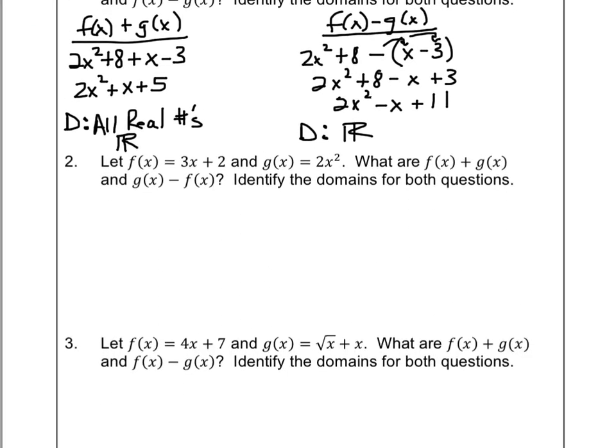Okay, let's take a look at number 2. F of x is 3x plus 2. G of x is 2x squared. So we want to find f of x plus g of x. So I take f of x is 3x plus 2 plus g of x is 2x squared. Are there any like terms to combine? No, there's not. Now, one thing that they'll do a lot of times is they'll rearrange it in terms of powers, so go from highest power to lowest power. So in this case, they might do 2x squared plus 3x plus 2.